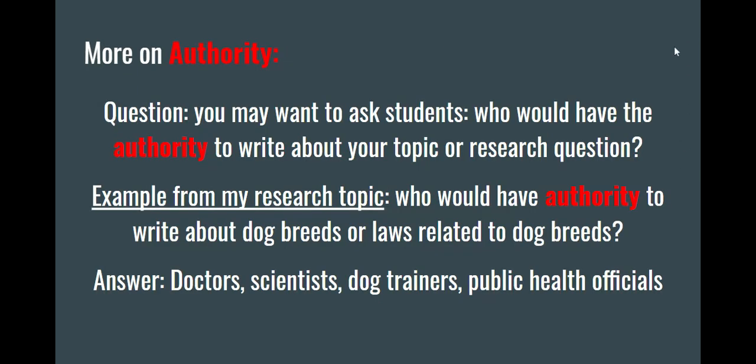A question you may want to ask your students is who would have the authority to talk about your research question. For that one I did about dog breeds, the question I asked is, who would have the authority to write about dog breeds and laws related to dog breeds? And the answer was doctors, scientists, dog trainers, public health officials.